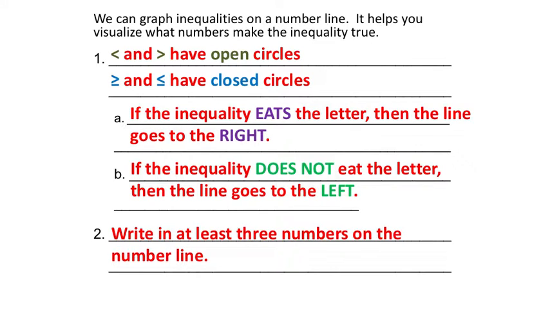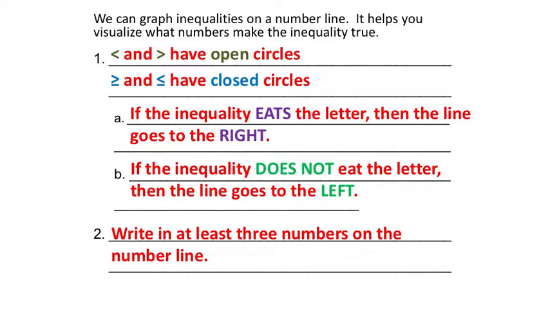Okay, so we know if we have just the less than or greater than symbols, we're going to end up with open circles on the graph. And you're going to have to distinguish between the two on the assignment. If, for some reason, it's equal to, with the inequality, it'll be a closed circle.